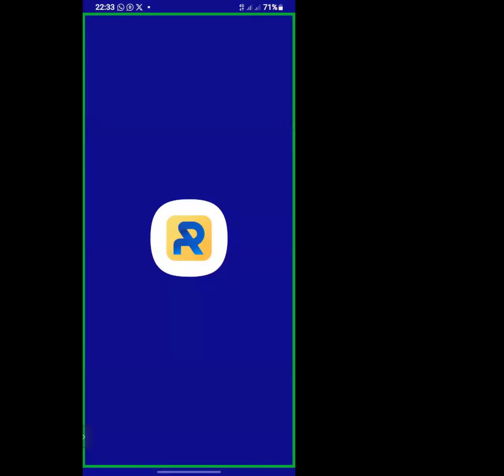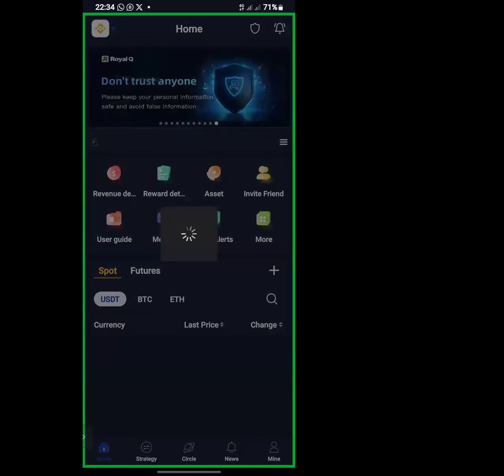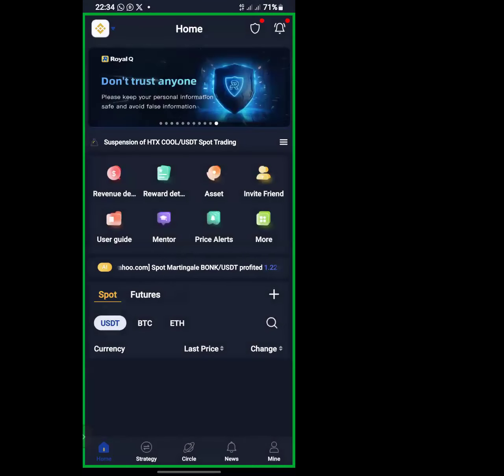When we go to Royal Q, someone was asking, why am I still floating if I'm seeing my coin in green? Let me try to explain it.